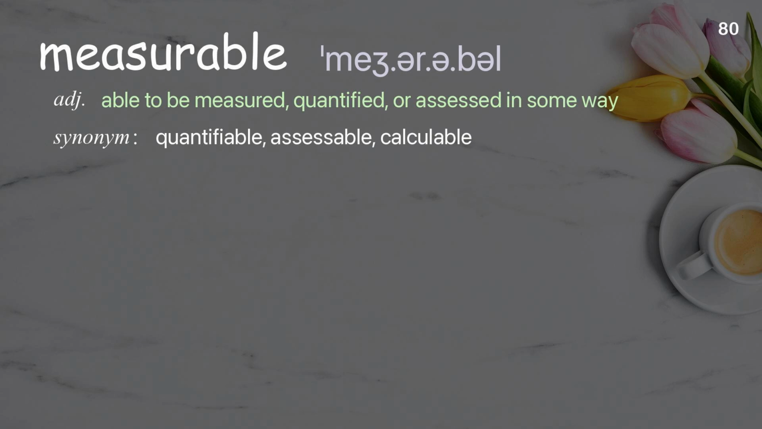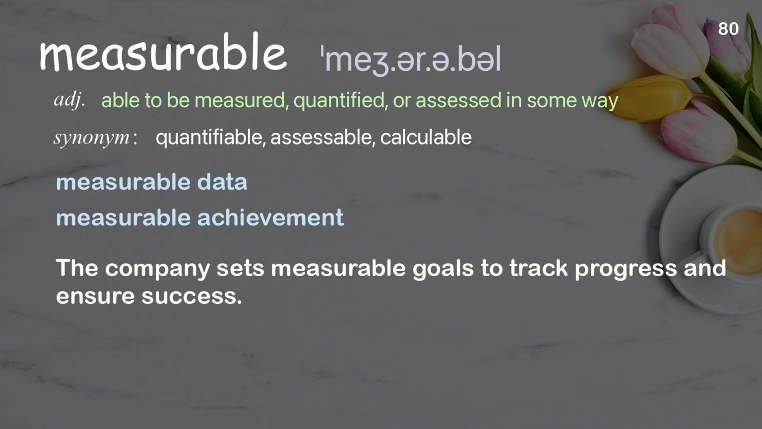Measurable. Able to be measured, quantified, or assessed in some way. Examples: Measurable data. Measurable achievement. The company sets measurable goals to track progress and ensure success.